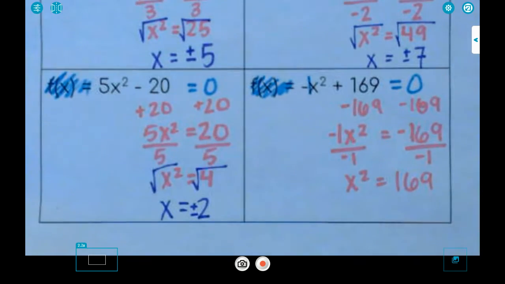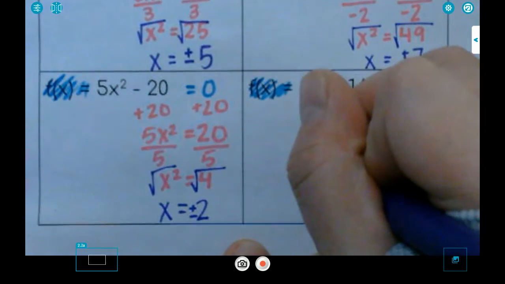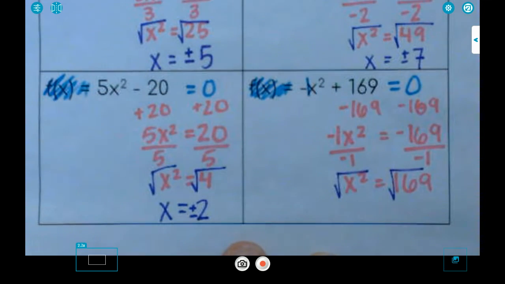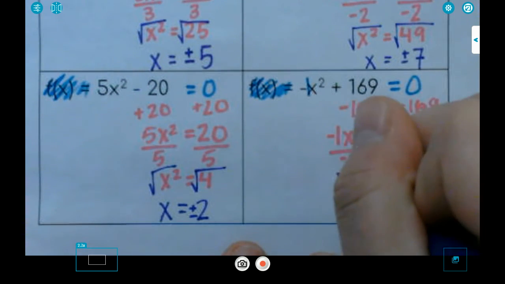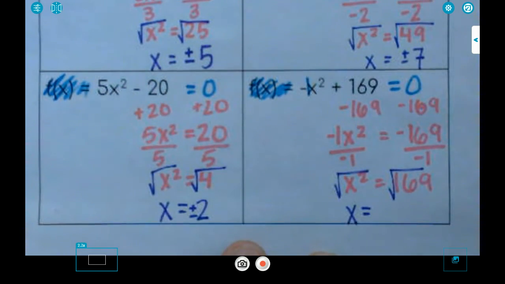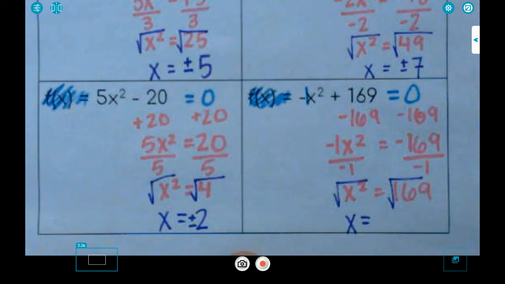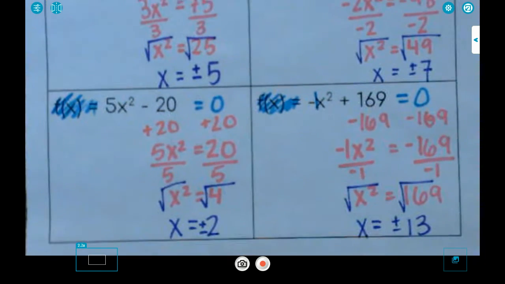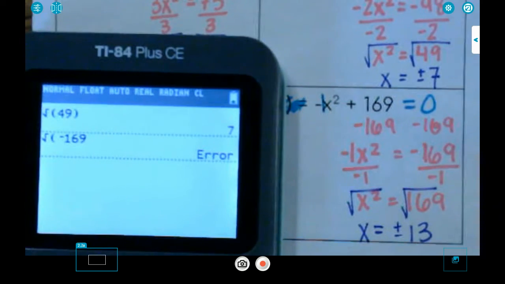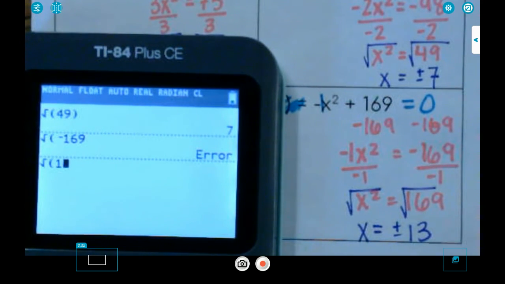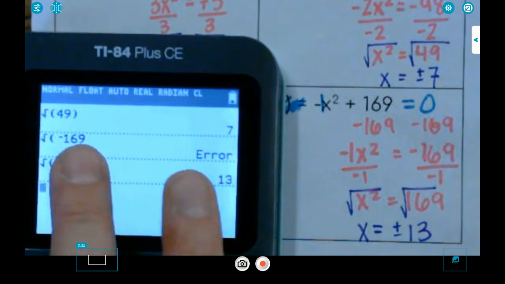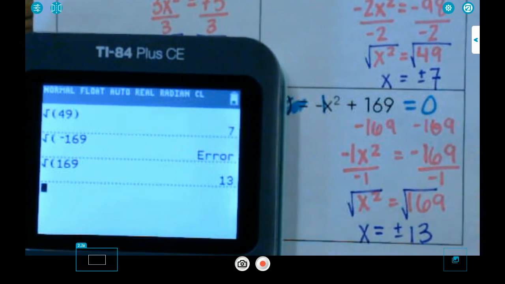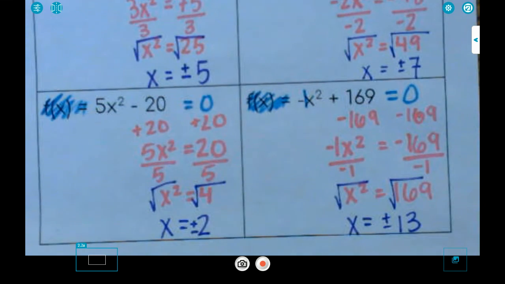Then we get to take our square roots. Anything we do to one side of the equation, we've got to do the other. What number times itself equals 169? 13. You got it. Plus or minus 13. And if you didn't know that off the top of your head, you could use your calculator. You would put second square root of positive 169, and it'll tell you 13, and then you put the plus or minus on. Okay. Quick, easy Friday notes.